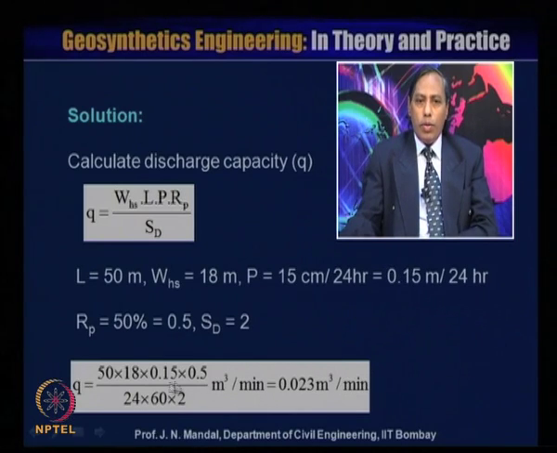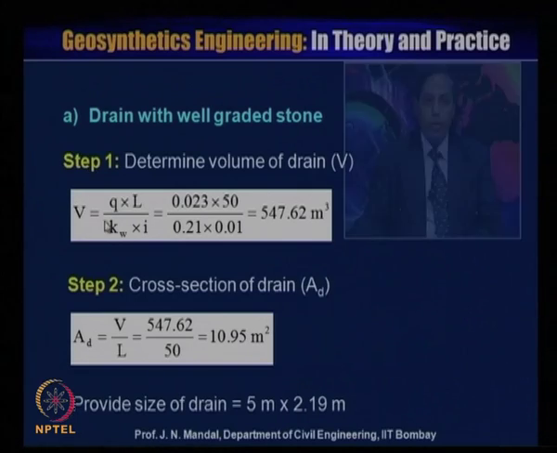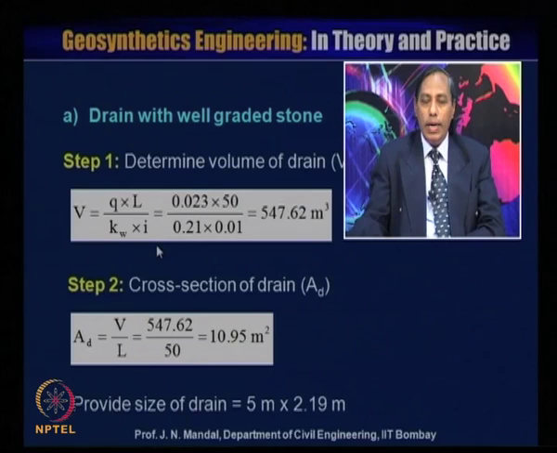So, you can calculate Q, Q is equal to 0.023 meter cube per minute. Now, case A, drain with well graded stone. Step 1, determine the volume of the drain. So, volume is equal to Q into L by Kw into I. Q is 0.023, L is 50 meter, and Kw is 0.21, that is coefficient of permeability of the well graded aggregate, and I, that is slope, is 0.01.